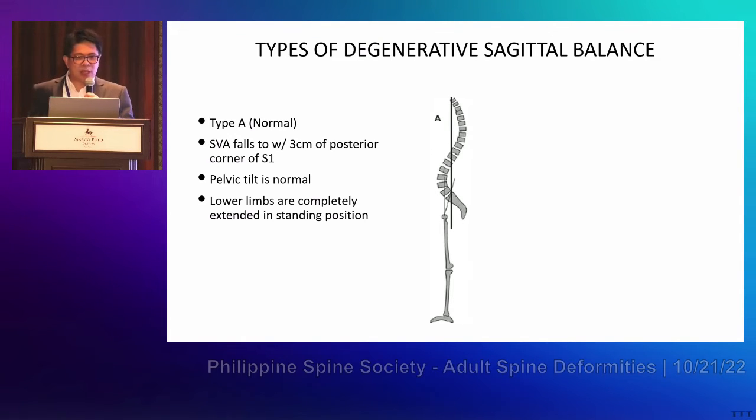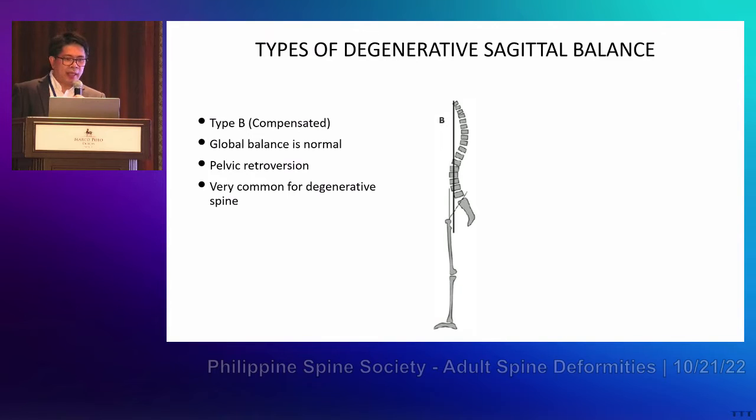There are three types of sagittal balance. Type A is normal, meaning the SVA falls within 3 centimeters from the superior corner of S1. There is normal pelvic tilt. The lower limbs are completely extended in standing position.